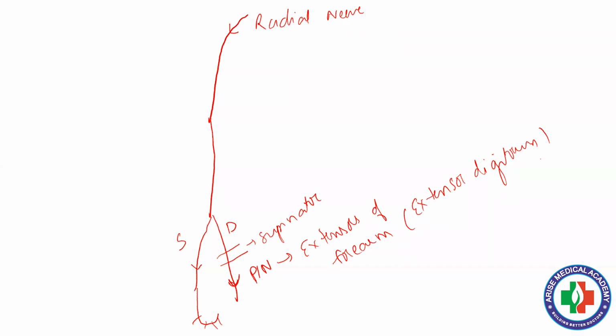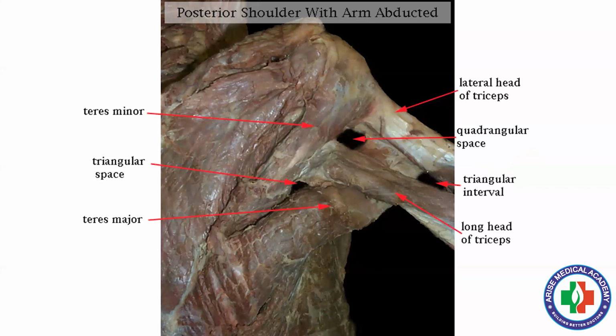passing through the lower triangular space. Let me show you the lower triangular space. This is the lower triangular space, guys. If you see on the back of the shoulder, this is the upper triangular space and this is the lower triangular space. So the radial nerve goes through the lower triangular space, then on to the spiral groove or radial groove of the humerus, then at the lateral epicondyle divides into superficial and deep branches.